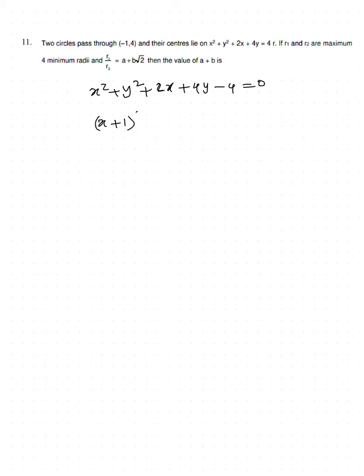This equation we can write as (x plus 1) whole square plus (y plus 2) whole square is equal to 9. So now we will take one point on this circle. One point on the circle is (3 cos theta minus 1, 3 sin theta minus 2). Let it be P. Two circles pass through a point and their centers lie on this circle, so that's why we have taken this point as the center of the circle.